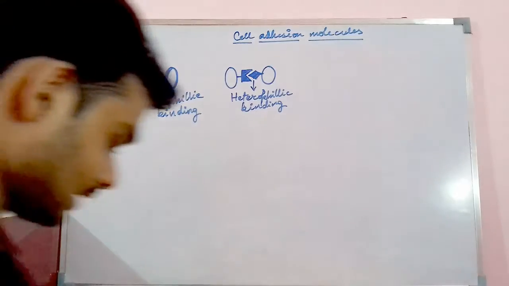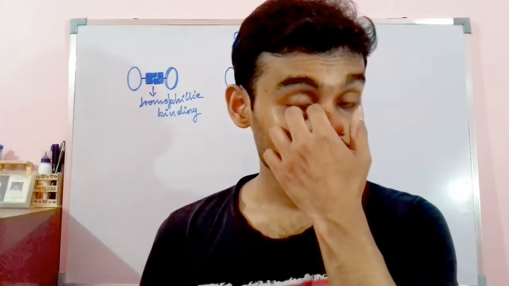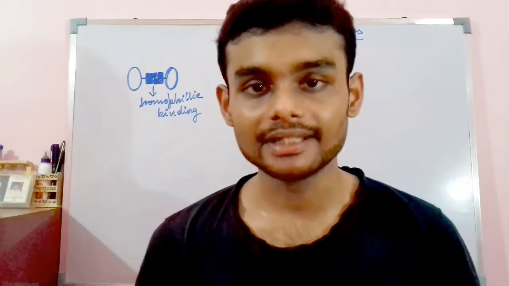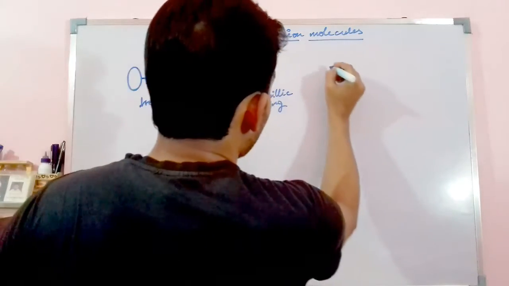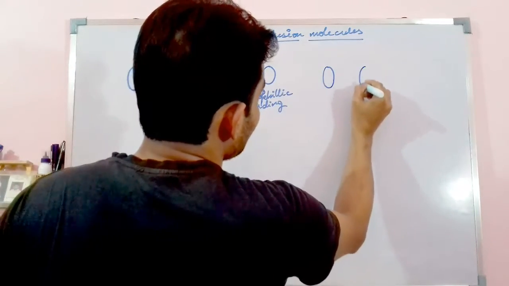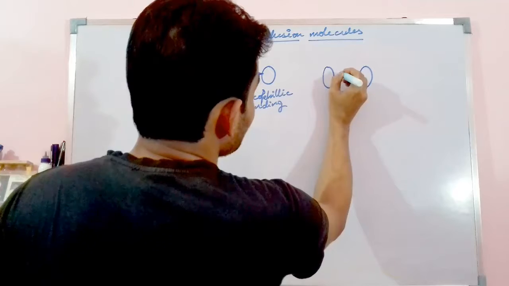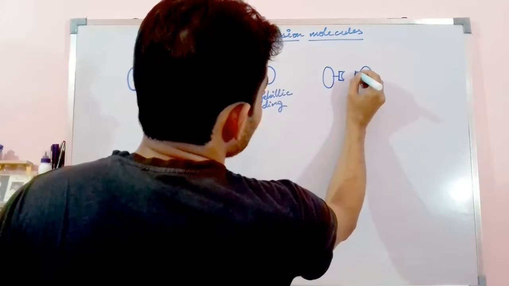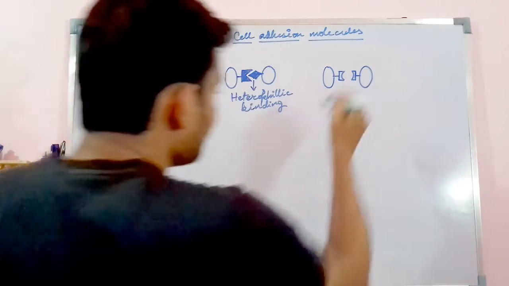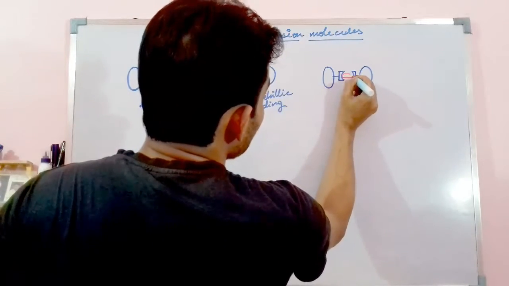Another type of binding happens in the presence of a separate kind of linker molecule, a separate kind of protein which acts as an adjacent binder between the first and the second cell. In this case the binding happens in this way. Suppose these two are the cells. Here this is one binder molecule, and here another binder molecule is present. Between these two binder molecules, a separate linker molecule would be present.